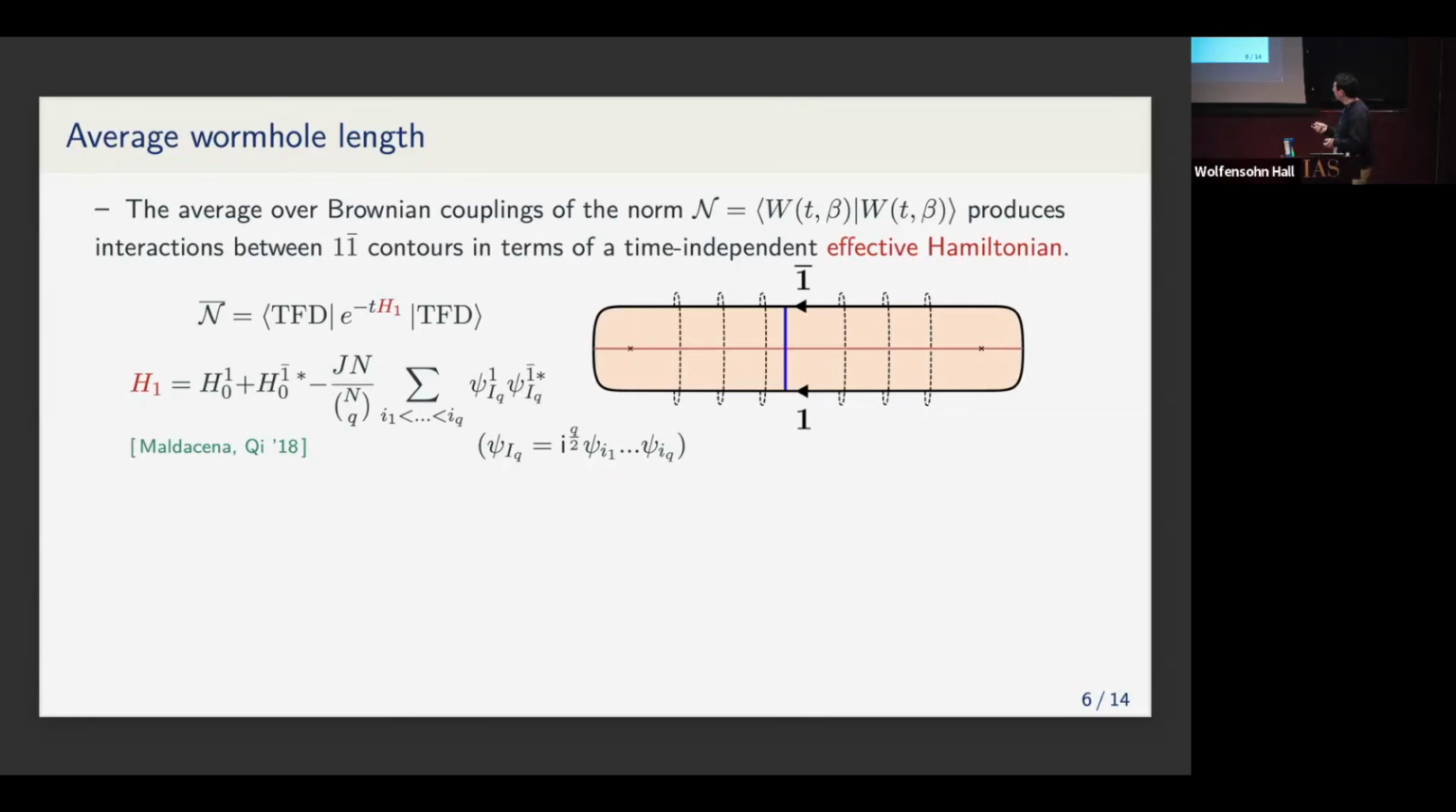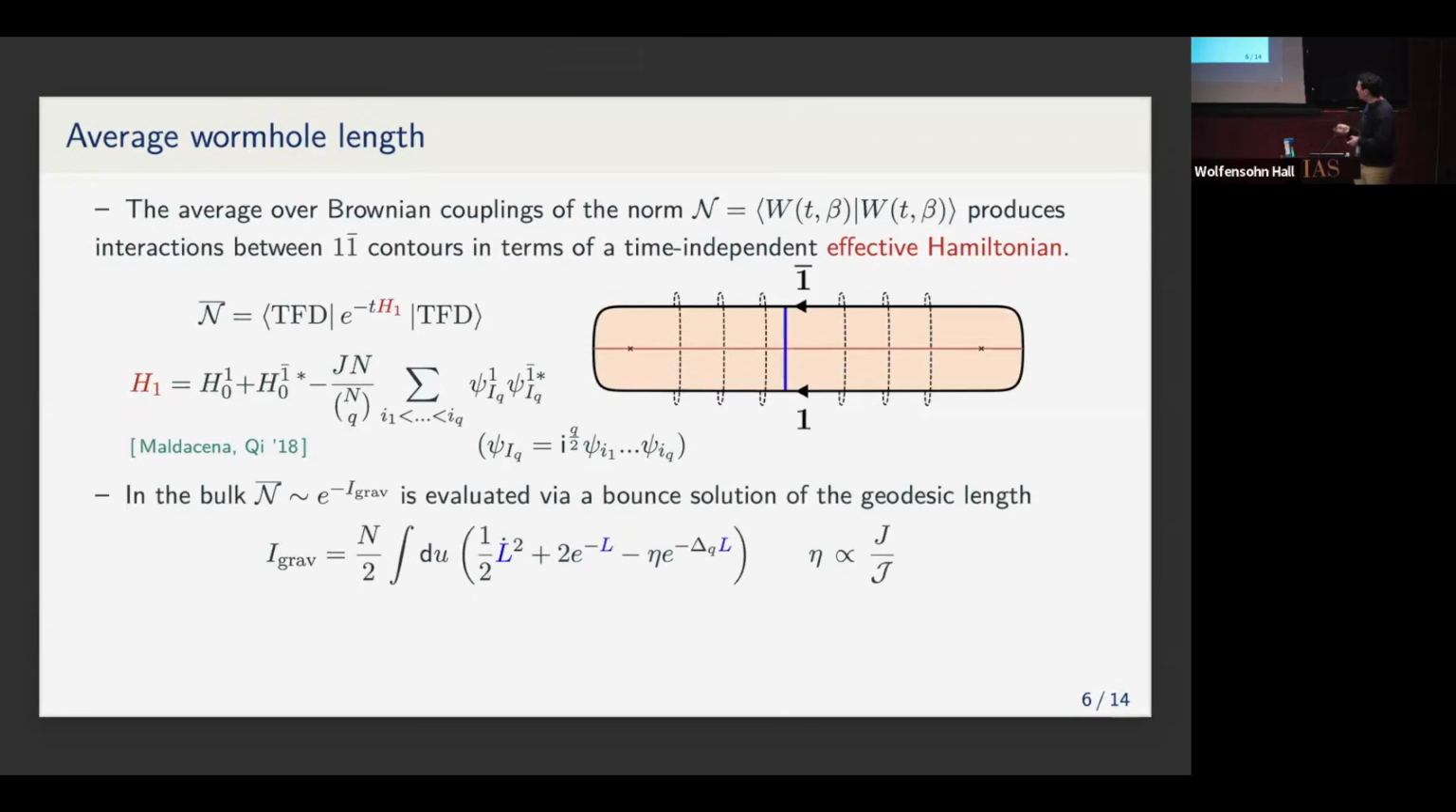So the effective Hamiltonian has this form. It's just the SYK Hamiltonian on the bottom replica, the SYK Hamiltonian on the top replica, and then there's this bilocal fermion interaction coming from the average over the Brownian couplings. So this class of Hamiltonians were extensively studied by Maldacena and Qi in the large N limit, and we can use their technology to actually find what the semi-classical disk solution is to the average norm, computing the average norm over the ensemble.